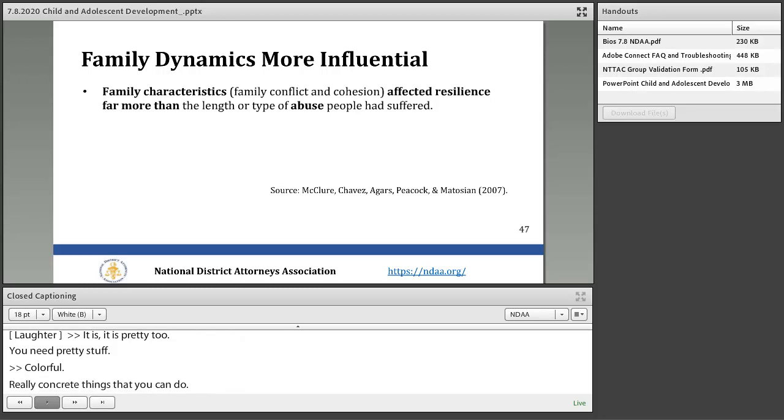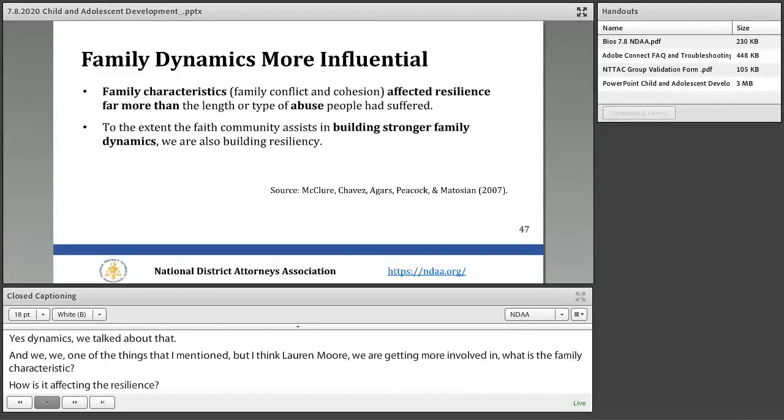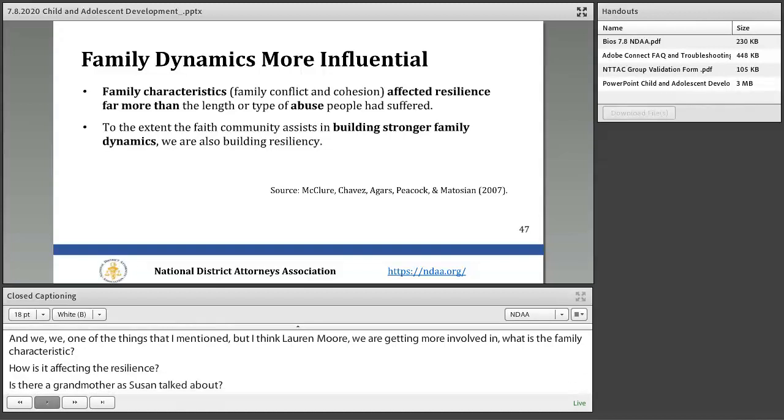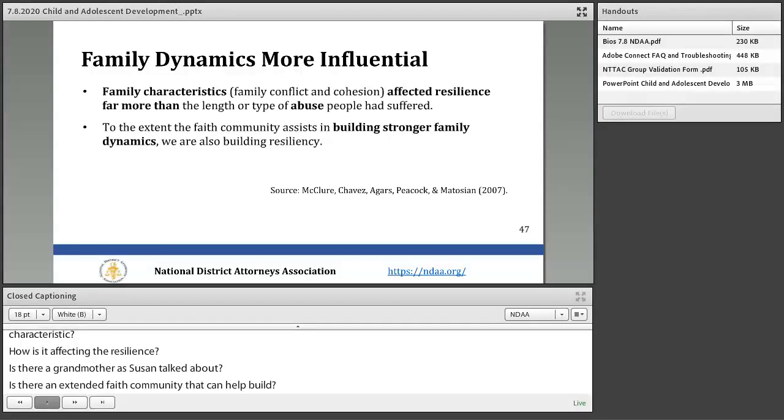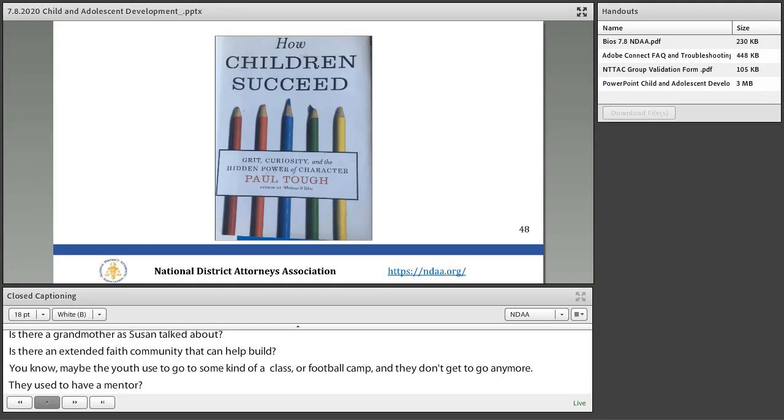Yes. In terms of family dynamics, we talked about that, but I think more and more we are getting more involved in what is the family characteristic and how is it affecting the resilience. Is there a grandmother, as Susan talked about? Is there an extended faith community that can help build? Maybe the youth used to go to some kind of a class or football camp, and then they don't get to go anymore. Did they used to have a mentor? What can we do to increase that to show how this child can actually succeed?